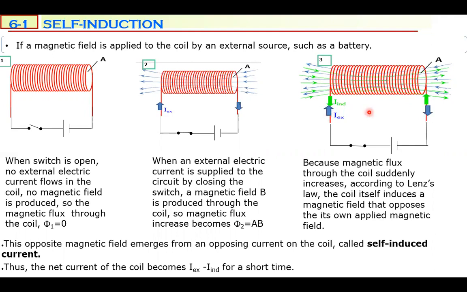So this phenomenon is called self-induction. We didn't use an external magnetic field here. We used the magnetic field of the coil itself, but we used a battery. This opposite magnetic field comes from an opposing current on the coil, which is known as self-induced current. And the net current of the coil becomes I external, yani current coming from the battery, minus I induced, yani current induced by the coil. We are going to subtract them because they are in opposite directions.